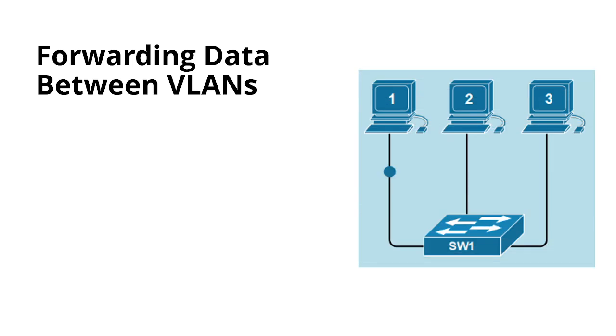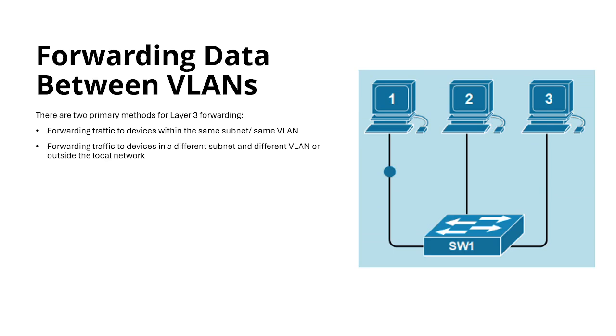This is the topology that we will discuss for forwarding between VLANs. There are two primary methods for layer 3 forwarding. The first is forwarding traffic to devices within the same subnet or same VLAN. Consider I have devices that all belong to the same VLAN or the same subnet.